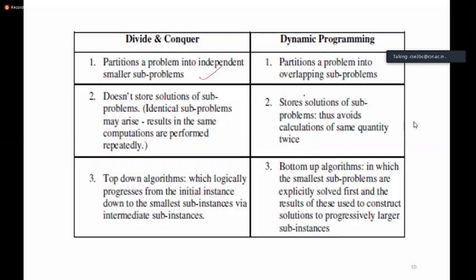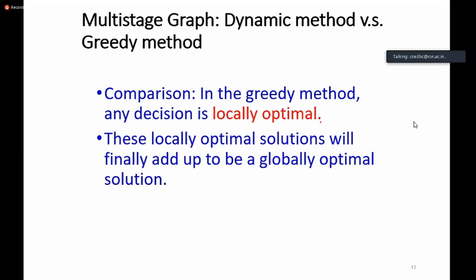We can divide the same thing. It is a top-down approach, as I already told you for divide and conquer. Dynamic programming is a bottom-up approach. And this is whatever we have discussed with examples. These are the different solutions of that. I combined at one place the table I gave to you.